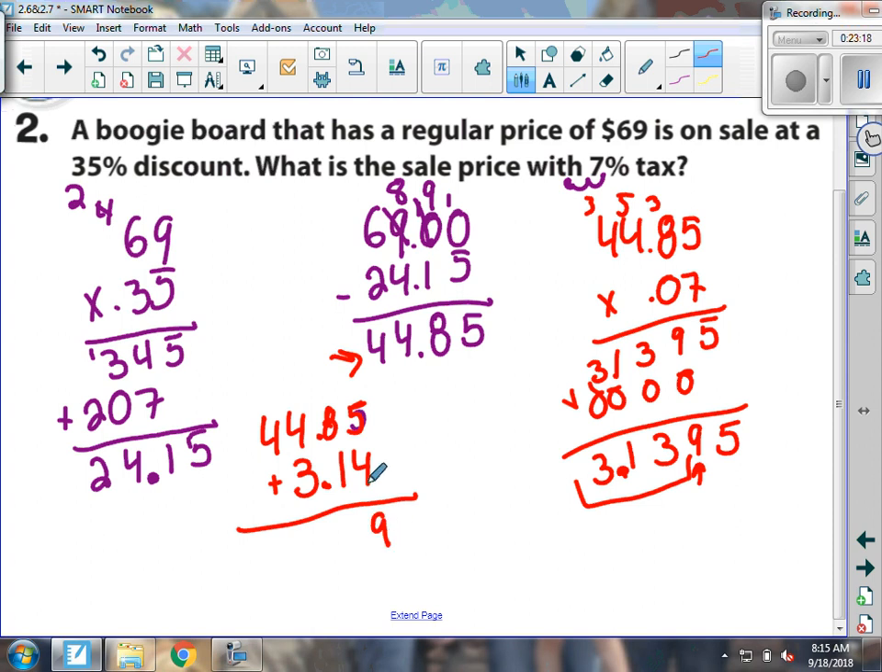5 plus 4 is 9. 8 plus 1 is 9. I bring down my decimal. 4 plus 3 is 7, and I bring down my 4. So my discounted price, my sale price with tax, is going to be $47.99.